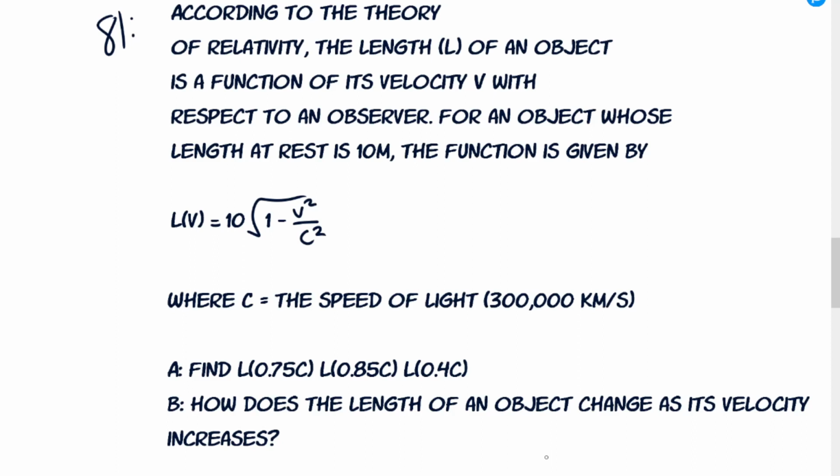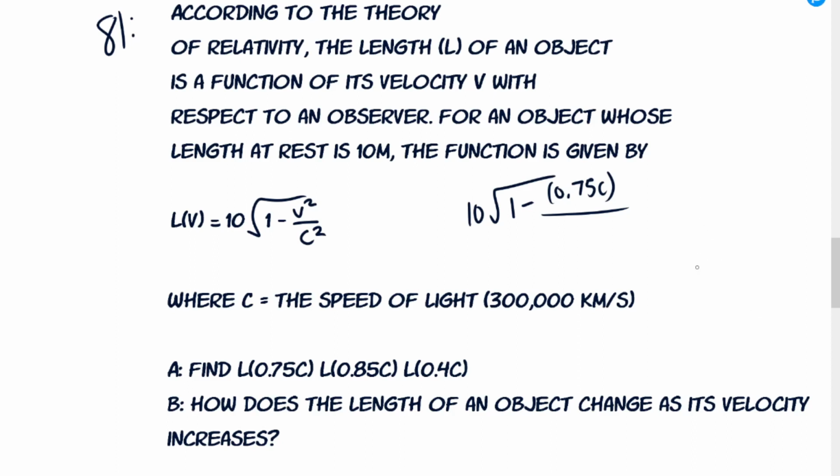Basically, for A, we just need to plug some values in. For 0.75, we'll do 10 times the square root of 1 minus 0.75 C, and I feel like it probably does want our kilometers per second, and then over. But let me double check on that because things might be weird. I'm going to pause and solve this and play around a little bit.